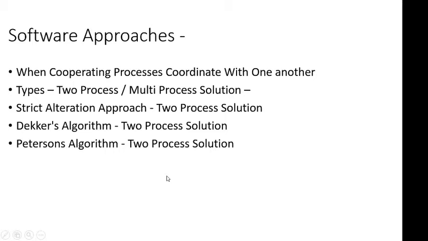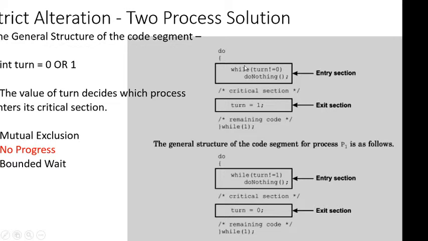So likewise, whenever a process wants to go into the critical section, it has some code that will do the work of the entry section. And after it finishes the critical section, it has some code that will do the work of the exit section. Similarly, in process one also, same thing: entry section, critical section, exit section, the remaining code. Fine. So process one, when it wants to go inside, has a while loop and it checks.